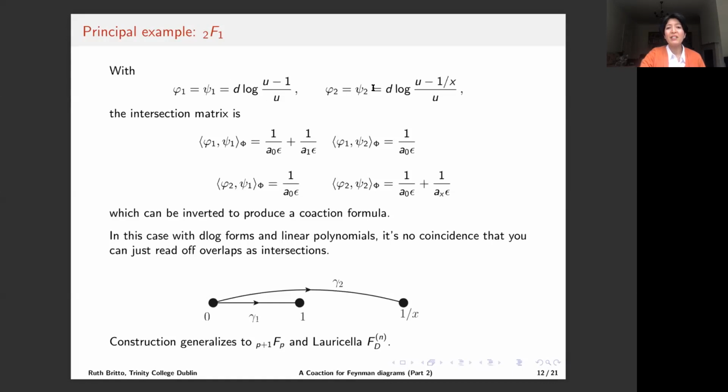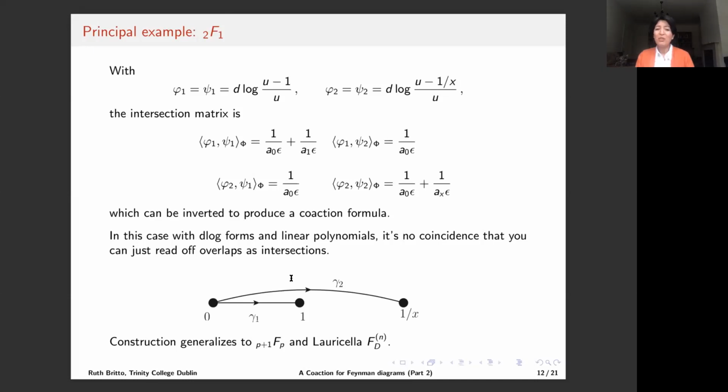Right, so since we're taking the same basis that we've just constructed, we compute the intersection matrix just by reading off residues, and this is what we get. And we can invert that matrix, and we claim and have checked that this produces a coaction. Now, in this case, where we have d-log forms and linear polynomials, it's not at all a coincidence that you can just read overlaps as intersections.